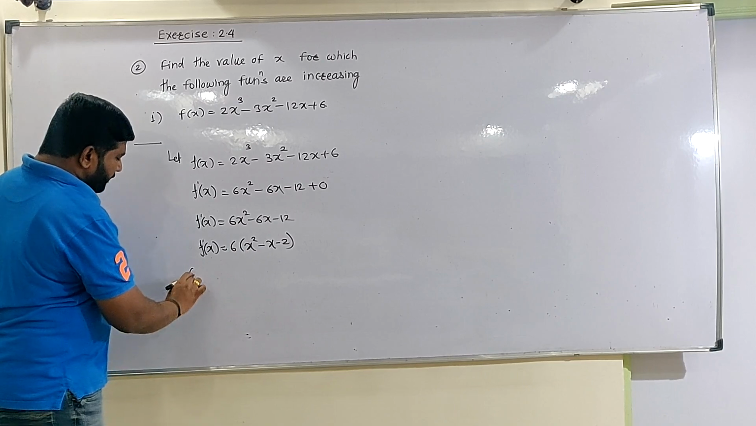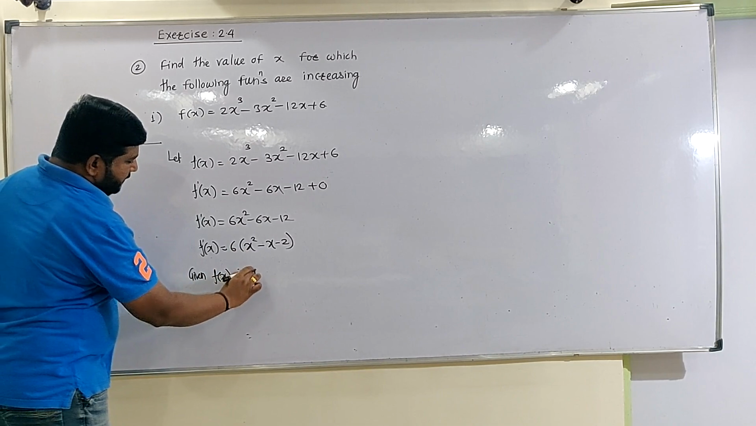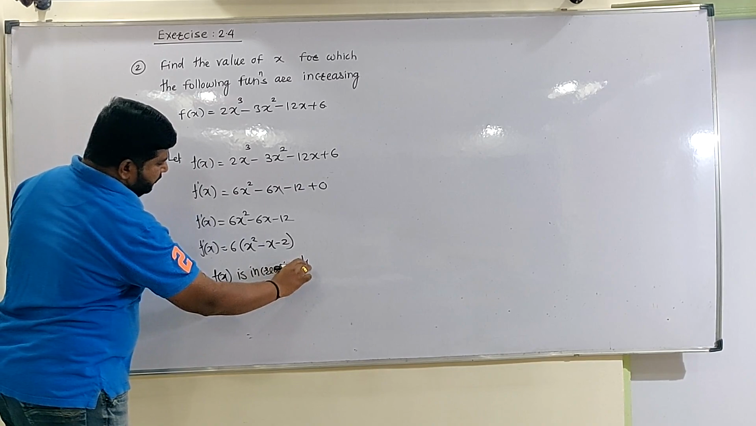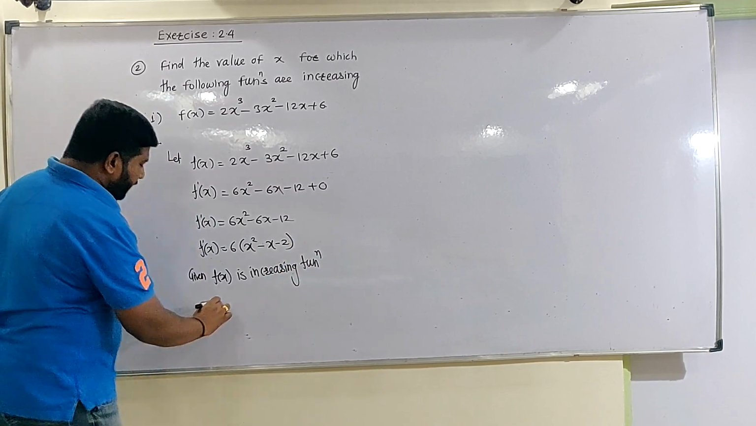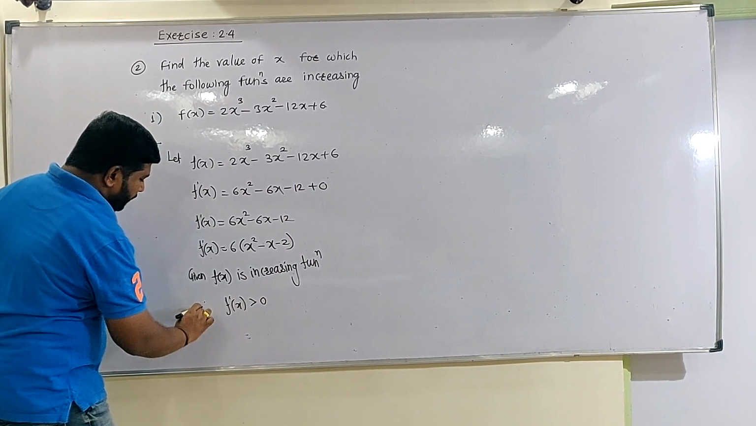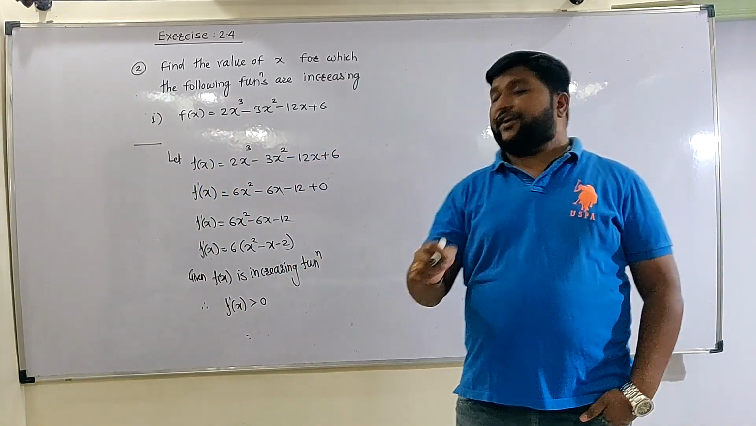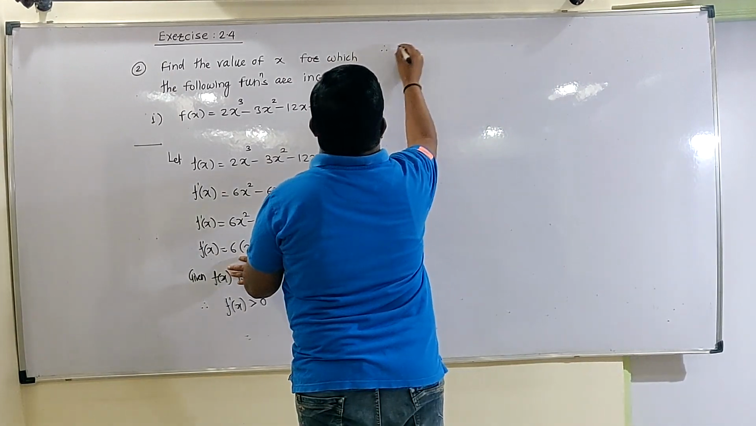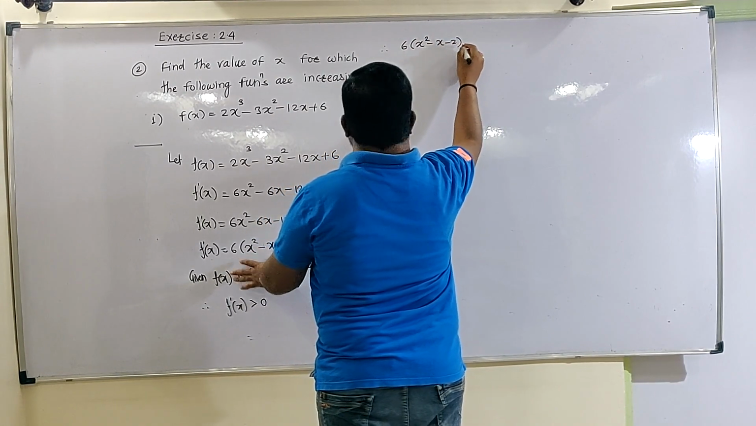So here is given f of x is increasing function. F of x is what? Increasing function. Increasing function means what? F dash of x is what? Greater than 0. If function is monotonically increasing function, then f dash of x is greater than 0. So what is f dash of x? This. Therefore 6 into x square minus x minus 2 greater than 0.